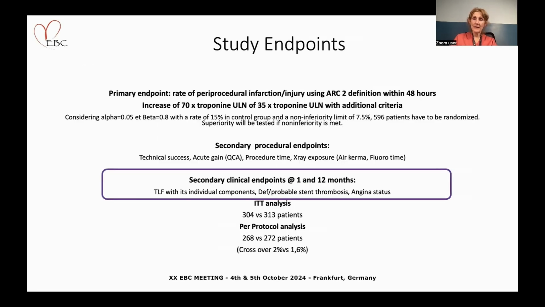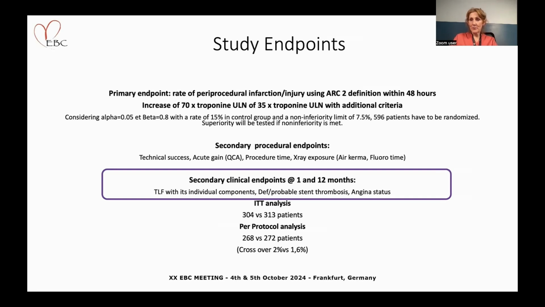The study primary endpoint was the rate of peri-procedural MI, using the ARC2 definition, using an isolated troponin that was more than 70 times the upper limit of normal, or more than 35 times the upper limit of normal, with additional criteria for myocardial loss. Based on the power calculation, a sample size of 596 patients was going to be required. Secondary endpoints are technical success, acute gain as measured by QCA, procedural time, and X-ray exposure.